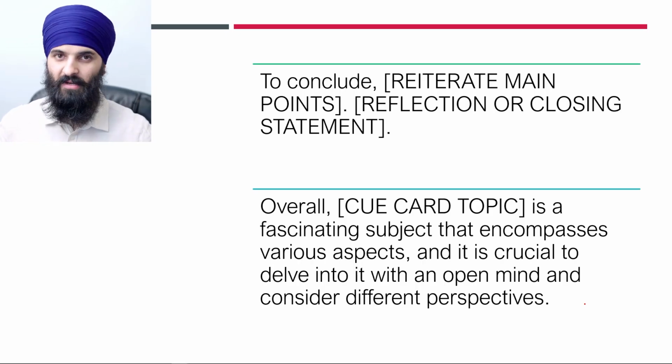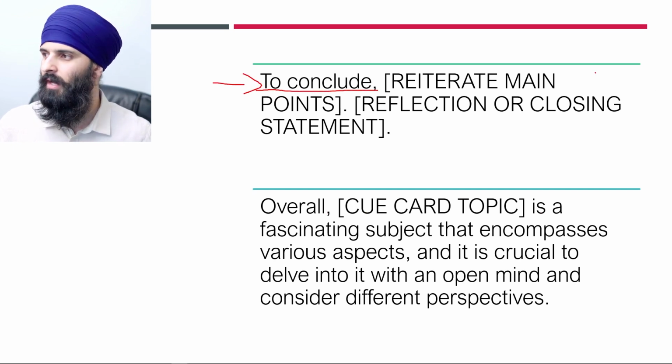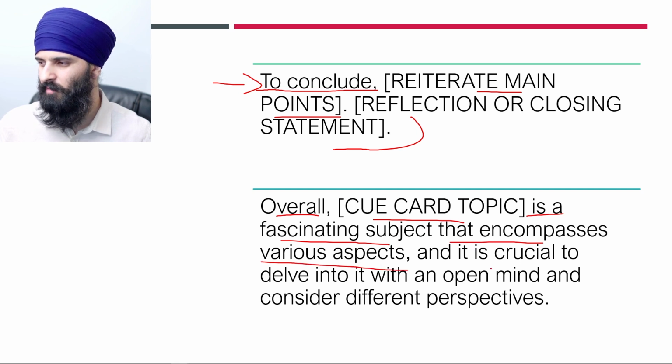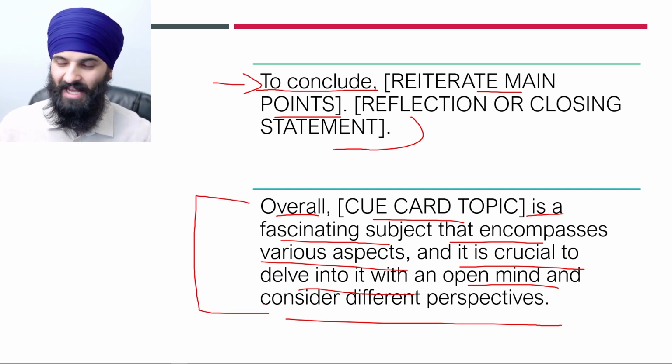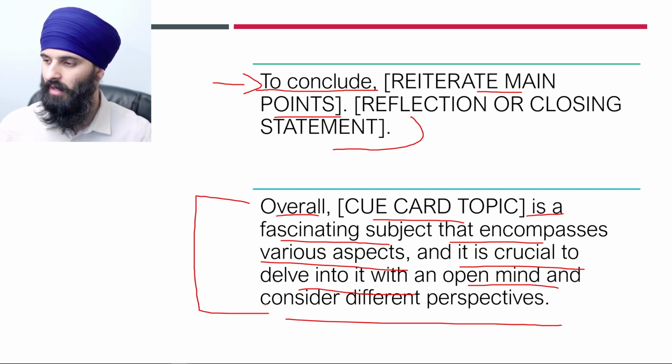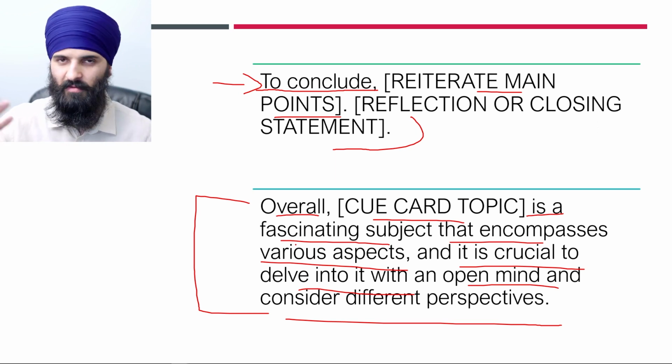Now let's have a look at how you can do it. When you start with a conclusion, use to conclude. That's the connector that you want to use. Then reiterate your 3 main points, and then give a reflecting statement. Here's an example. Overall, whatever the cue card topic is, it's a fascinating subject that encompasses various aspects, and it's crucial to delve into it with an open mind and consider different perspectives. Keep in mind, do not use this as such because it would be very vague. Keep this more personal and make it more to the point for the speaking answer.